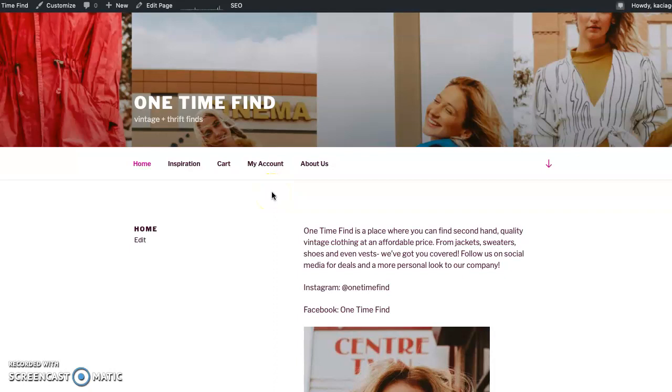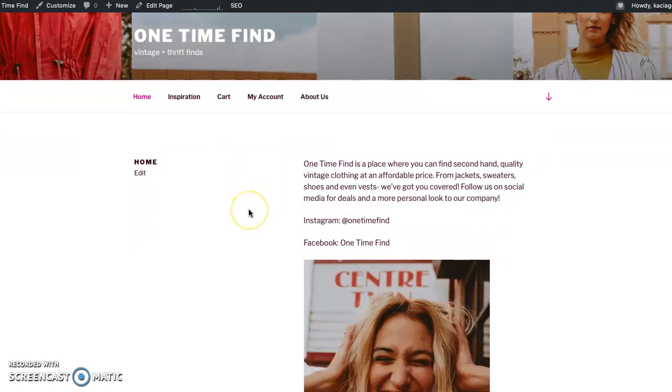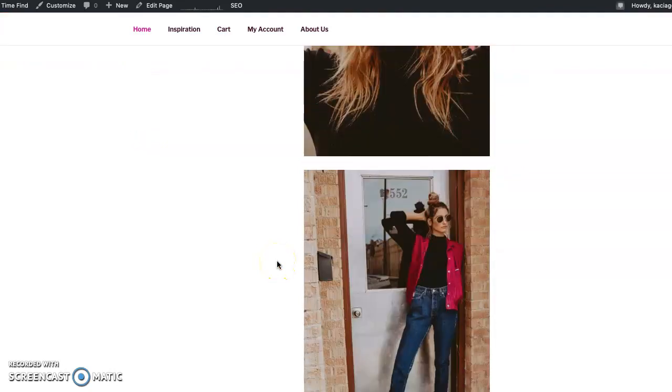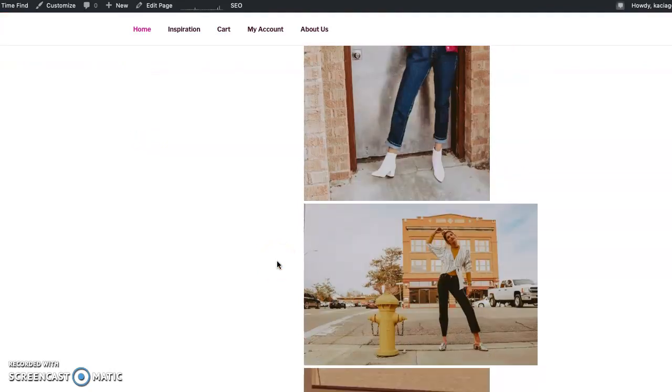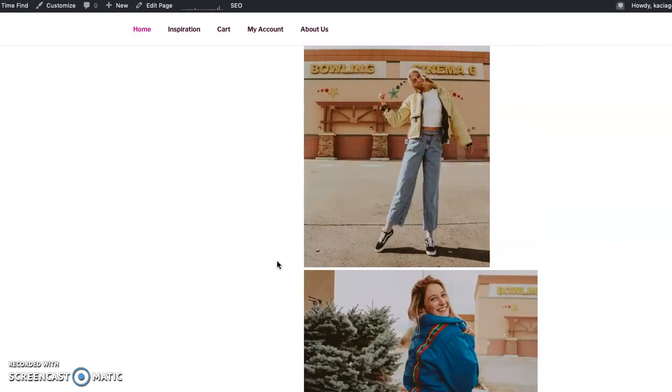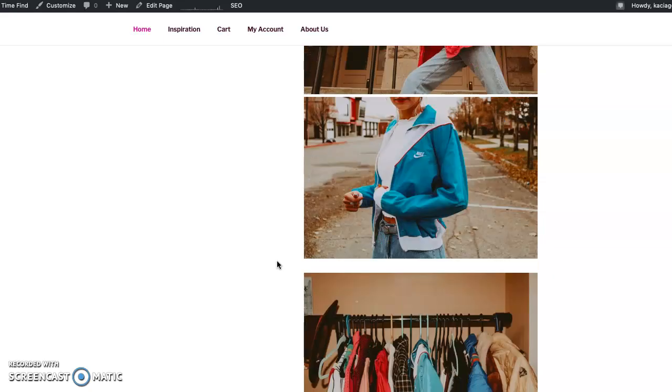So eventually I'm hoping to be able to make this a place where people can shop and check out and things like that. So first, in the home, we just have a little bit about One Time Find and where to find me on Instagram and Facebook, and then I just put in a couple of pictures of some clothing and some inspiration. So there's those pictures, super fun.